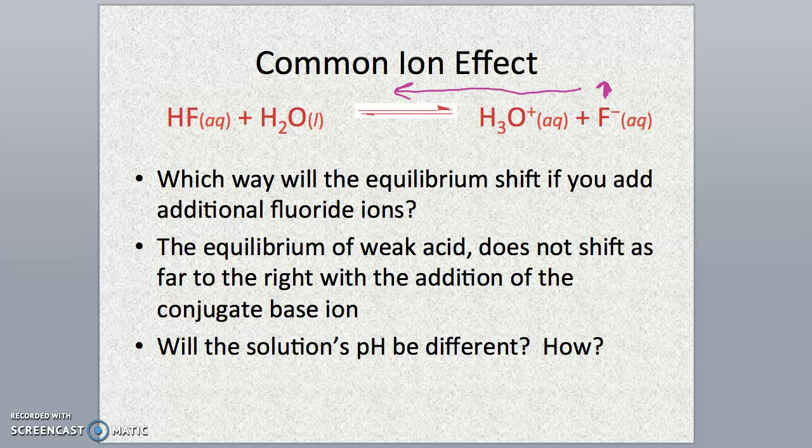If we add additional fluoride ions, the equilibrium will shift to the left to reduce the additional ions. This process will consume the hydronium ion and produce additional HF and water. Since we are reducing the quantity of the hydronium ion, it is predicted that the pH will increase or become more basic.